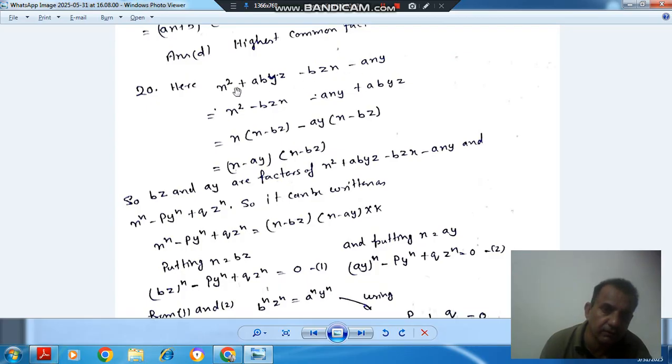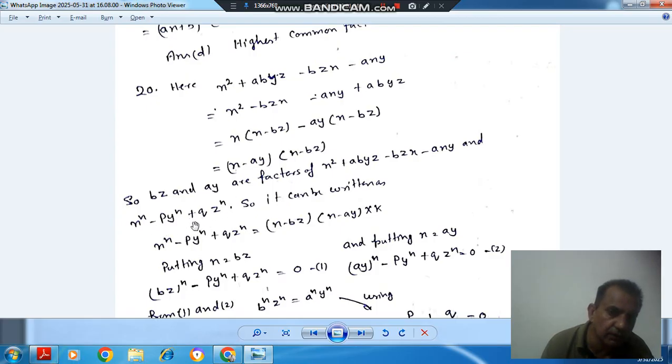Taking common x from the first and third terms, it will be x(x − bz), and now from the remaining terms, minus axy plus abyz, we can take common ay: −ay(x − bz). Now x − bz is common in both, so the factors are x − ay and x − bz. As the given expression is divisible by this equation, its factors also divide it.